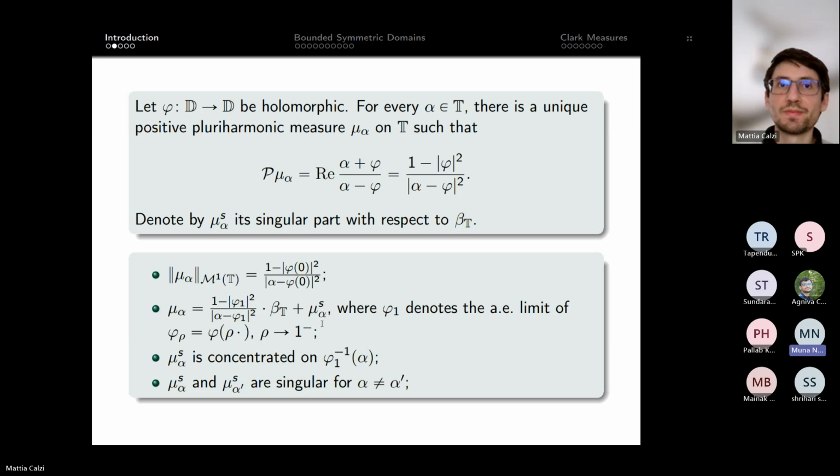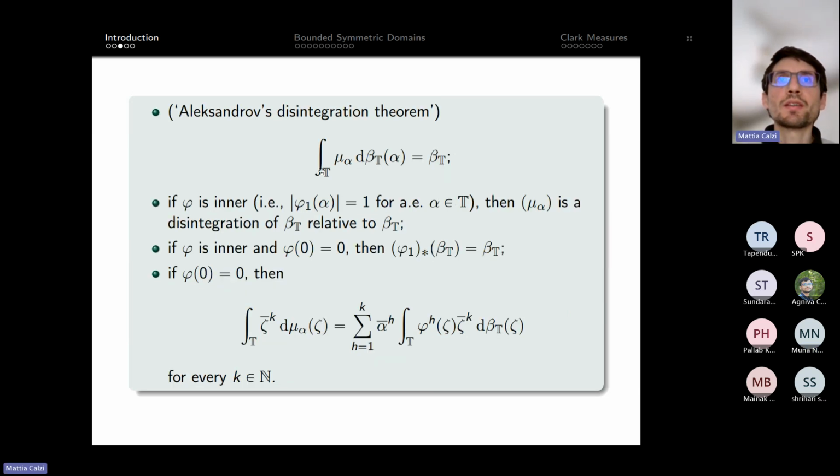Okay, thank you. And concerning the disintegration theorem, if you consider the mu alpha as continuous linear functionals on the space of continuous functions on the torus, you can take the integral with respect to Lebesgue measure, and the integral of these functionals is Lebesgue measure, considered as a continuous linear functional on continuous functions.